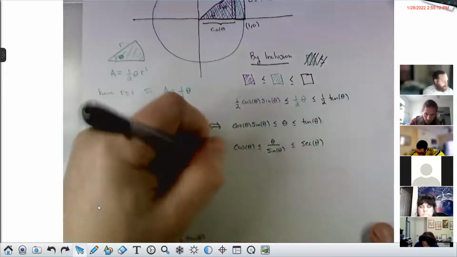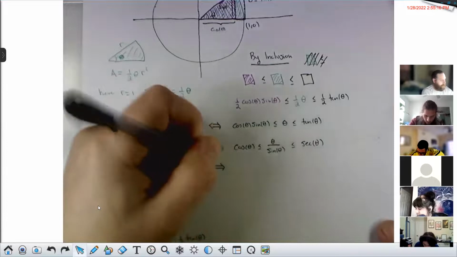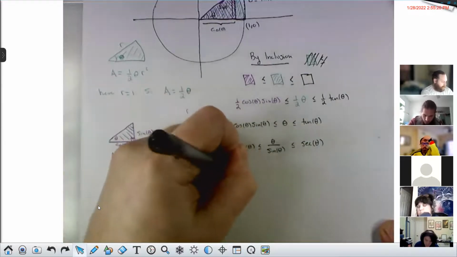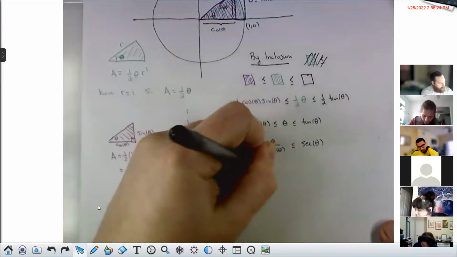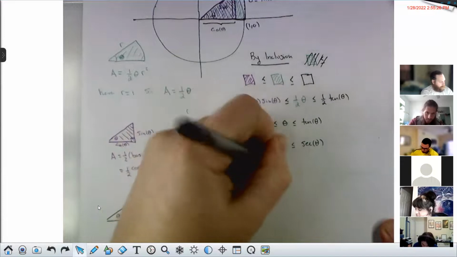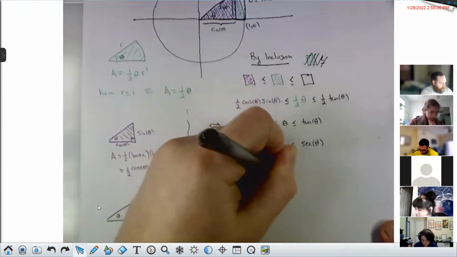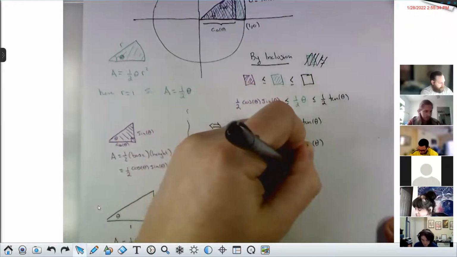Now take reciprocals everywhere. I'll write it all in terms of sine and cosine. On the left-hand side, you get 1 over cos theta. Taking the reciprocal flips the inequality around. The middle is sine theta over theta. The reciprocal of secant is cos theta.